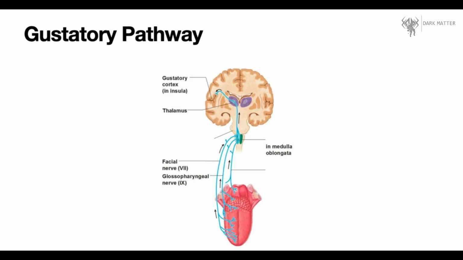So gustatory information from the taste cells can travel through different nerves like the facial nerve or the glossopharyngeal nerve, and will synapse first in the brainstem in the medulla. Then the information will go to the thalamus as usual, before then being transmitted to the gustatory cortex, which is found in the insula.